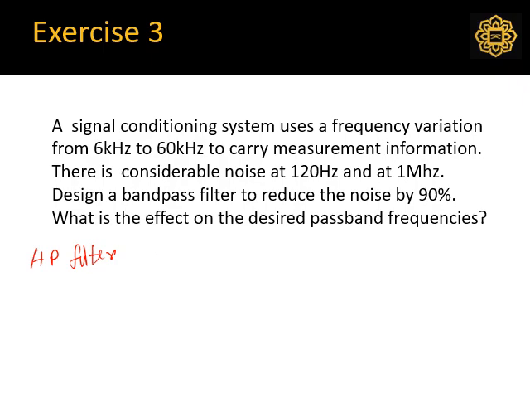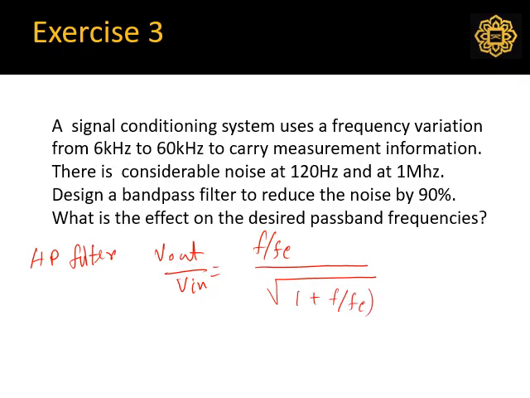So you have V out by V in equals (f by fc) over root of 1 plus (f by fc) whole square. You have unwanted noise at 120 hertz. You don't want to allow anything below 120 hertz to pass through. So 120 hertz and above you want to pass through. And the signal is at 6 kilohertz.